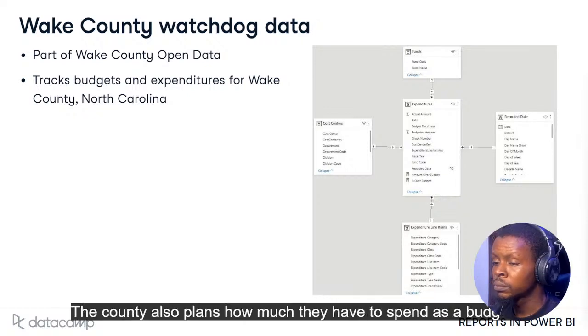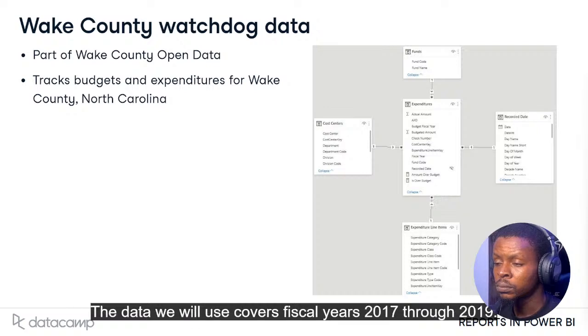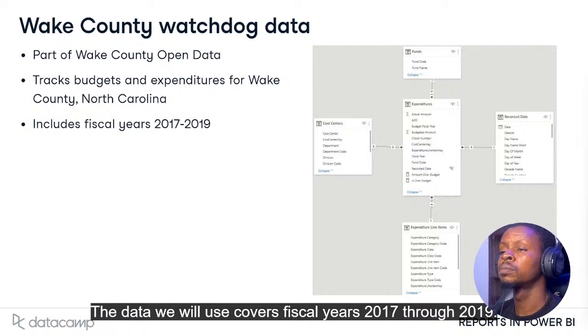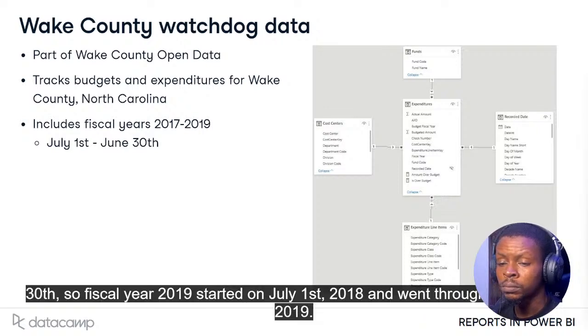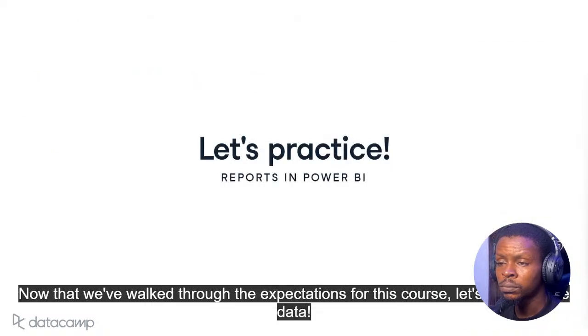The county also plans how much they have to spend as a budget. The data we will use covers fiscal years 2017 through 2019. The fiscal year for Wake County begins on July 1st of the prior year and ends June 30th. So the fiscal year 2019 started on July 1st, 2018 and went through June 30th, 2019. Now that we've walked through the expectations for this course, let's dive into the data.